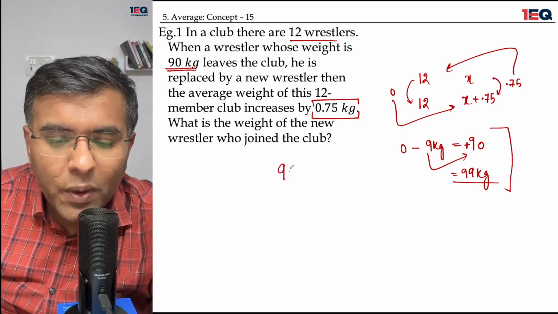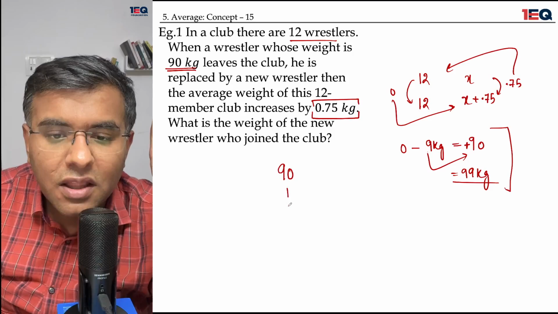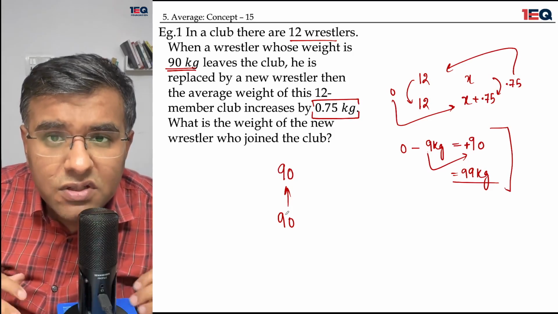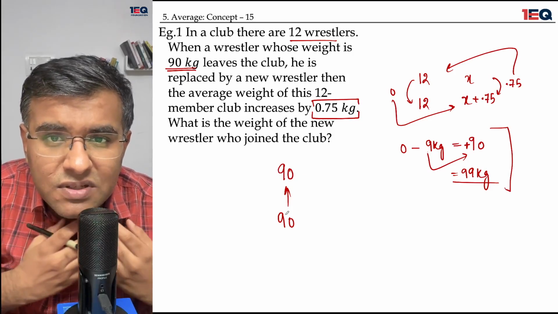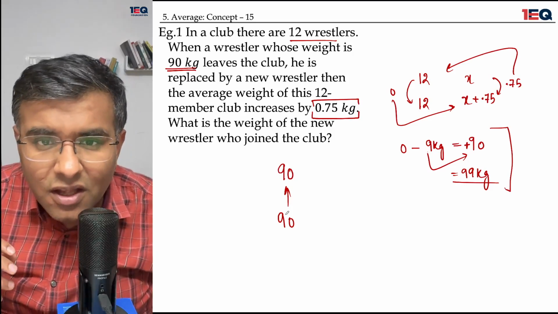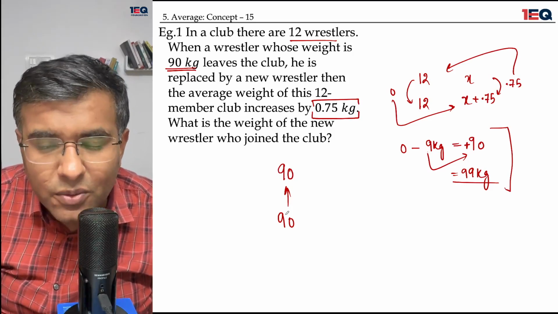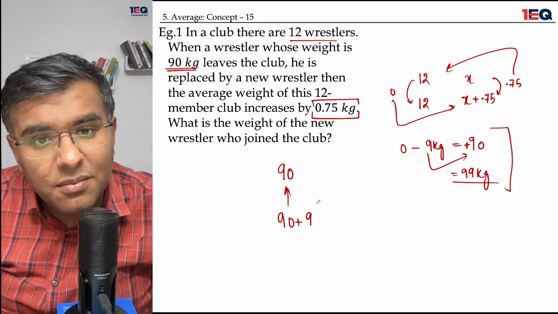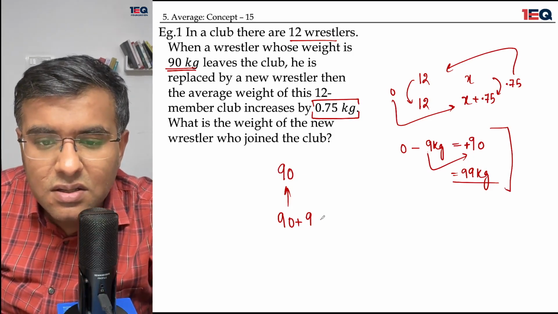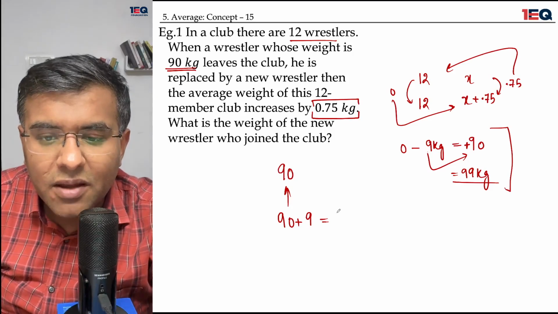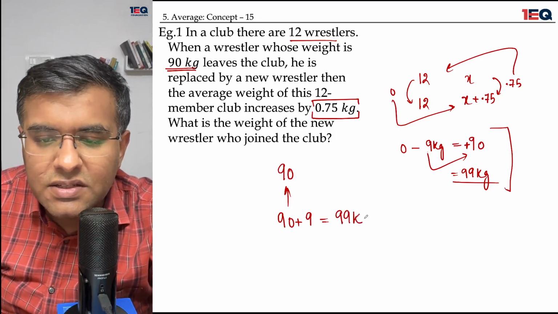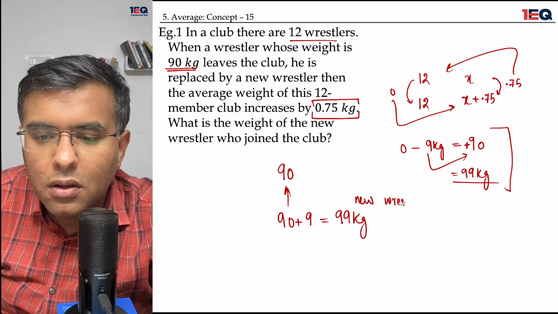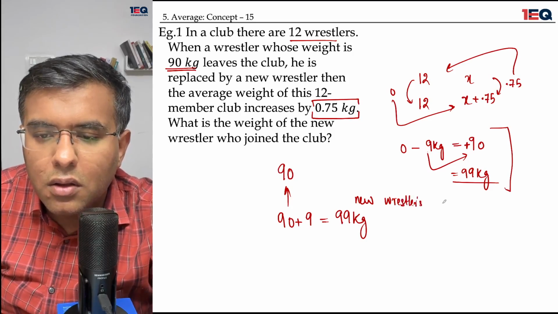If the person who went out was 90 kg, the new person who came in, first of all, replenished everything that was taken away by the old wrestler, and then brought in a few kgs extra, which was distributed among the 12 wrestlers. This finally makes 99 kg the new wrestler's weight.